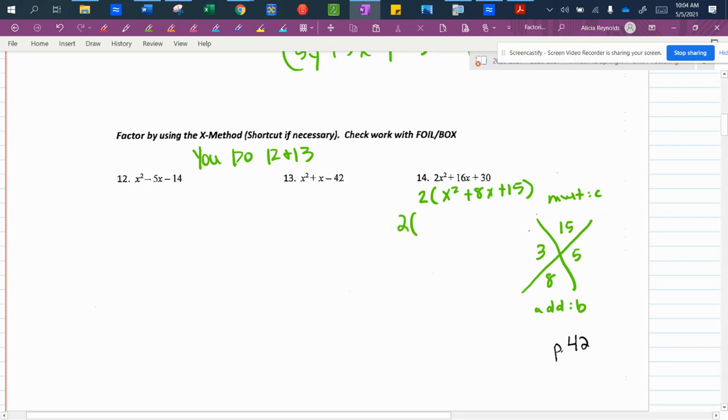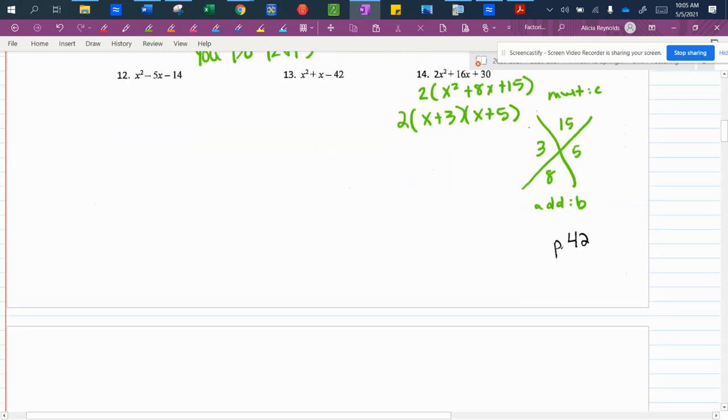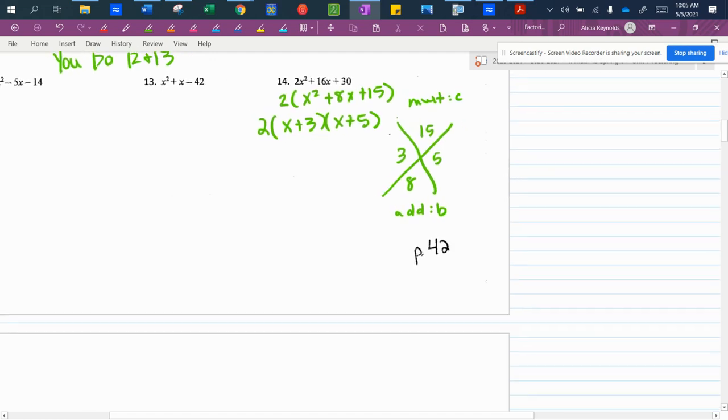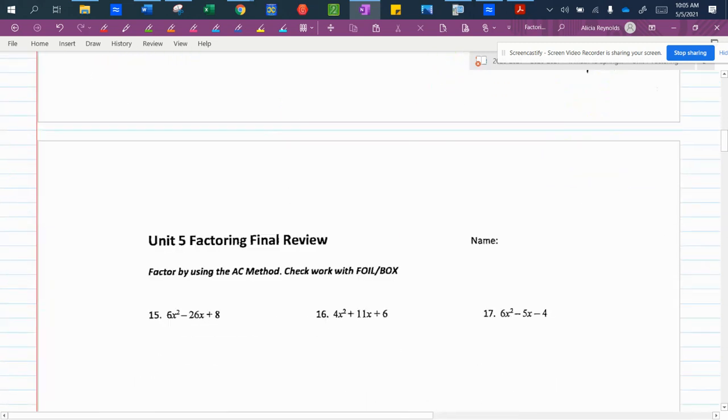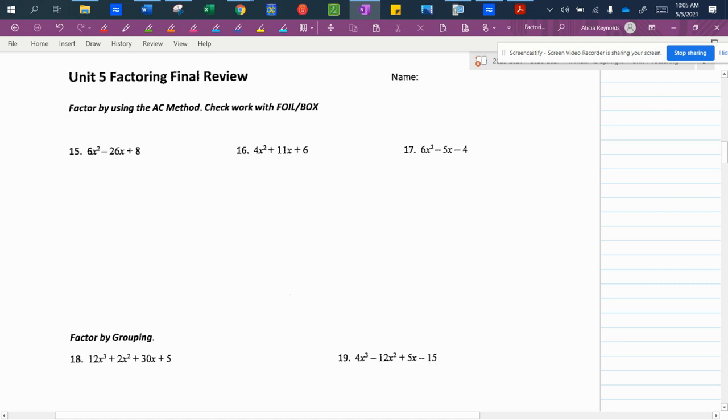Don't forget the 2. Because my leading coefficient A is 1, I do not have to factor by grouping. I get 2 times x plus 3 times x plus 5. Everybody got 14? You guys see that okay? All right.